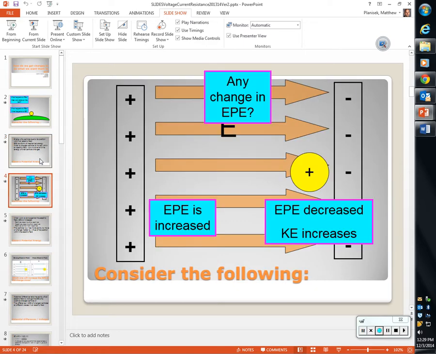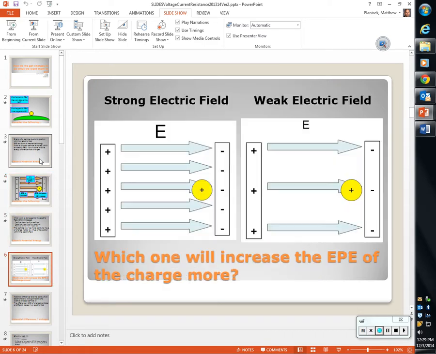And we talked about this page, where we looked at moving this charge around within the electric field, and how can we increase potential energy, how can we decrease potential energy, how can we not change potential energy, etc., etc. And then that led us to this picture, where we talked about these two different fields. One on the left is labeled strong electric field, versus the one on the right that is labeled weak electric field. We can tell the strength of the field by the number of arrows. And the one on the left is a stronger field than the one on the right.